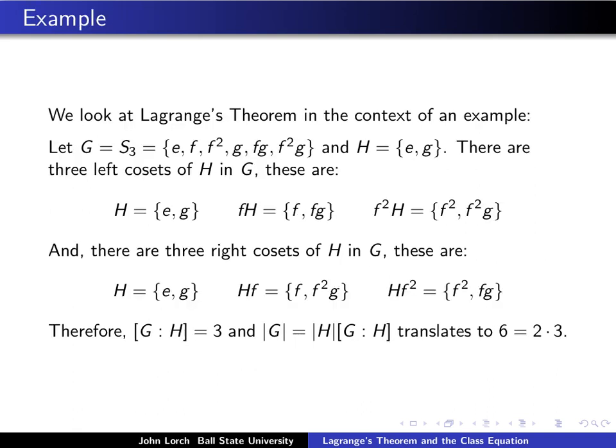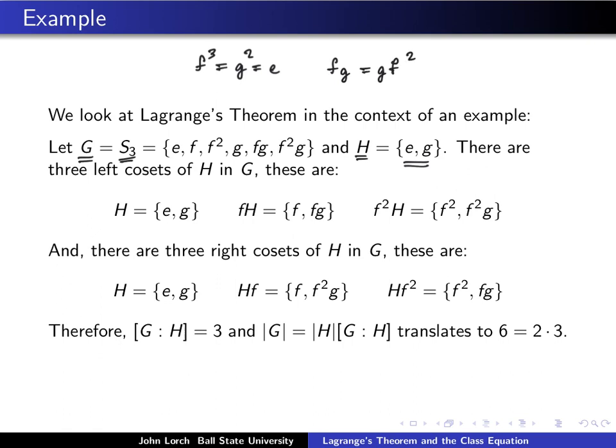So let's look at Lagrange's theorem in the context of an example. We're going to use one of our favorite examples, the symmetric group, G equals S3, which we've looked at in several prior videos. And we're going to look at the subgroup H, which has just the identity and this element g of order 2. So remember, in the symmetric group, f cubed and g squared are both equal to the identity. And if you take f times g, that's always the same as g times f squared.